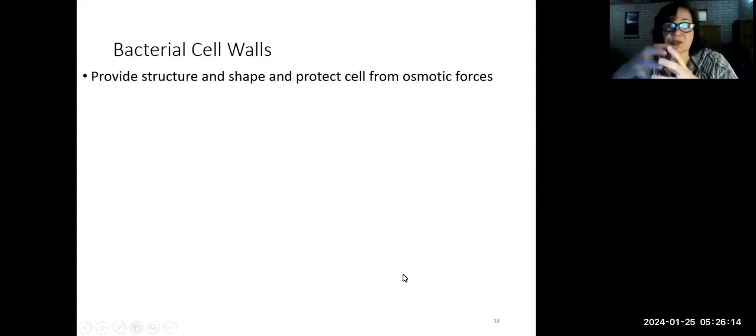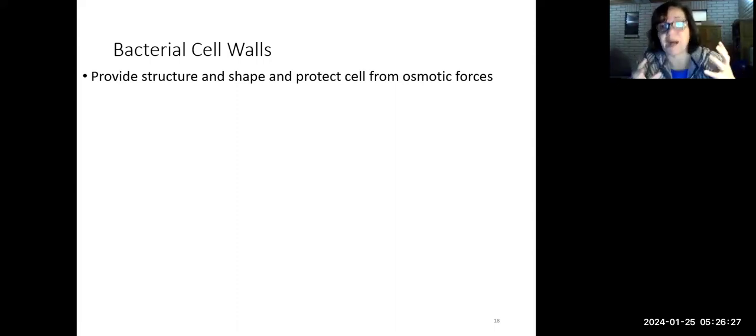They provide structure and shape. They protect the cell from osmotic forces. That's a very fancy way of saying that this keeps the cell from swelling up too much and possibly popping, which is one of the things that humans try to do when we're trying to fight off a bacterial infection: we're trying to get the cell to lyse. And it's the cell wall that's keeping that from happening. So we'll talk later about how some antibiotics actually function on the cell wall to allow the cell to lyse.